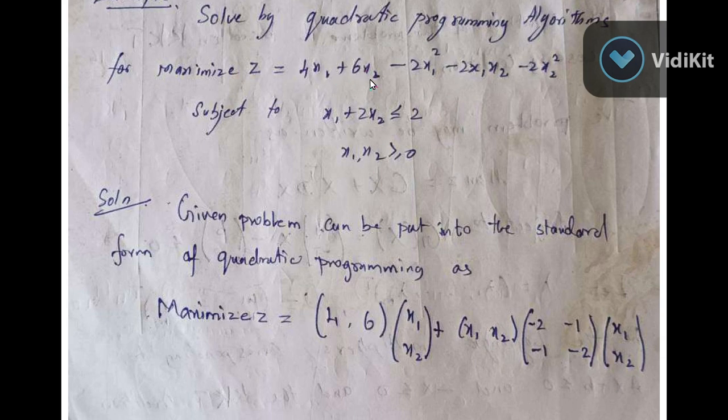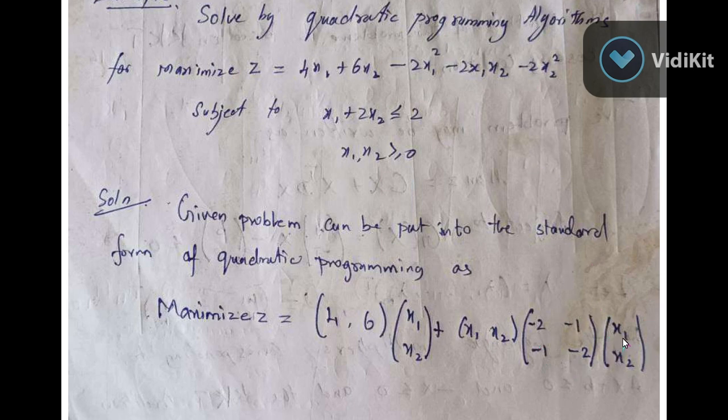So this 4x1 + 6x2 - 2x1^2 - 2x1x2 - 2x2^2 can be rewritten like this. One can easily observe this if you modify it. I am considering these two cases: 4x1 + 6x2 can be put as a row matrix and a column matrix. If you multiply it, this is clearly 4x1 + 6x2, so you get these terms, right? And the remaining terms, that is degree 2, can be put in a separate form. So the remaining terms we can easily put here. If you simplify this, you will get this one.